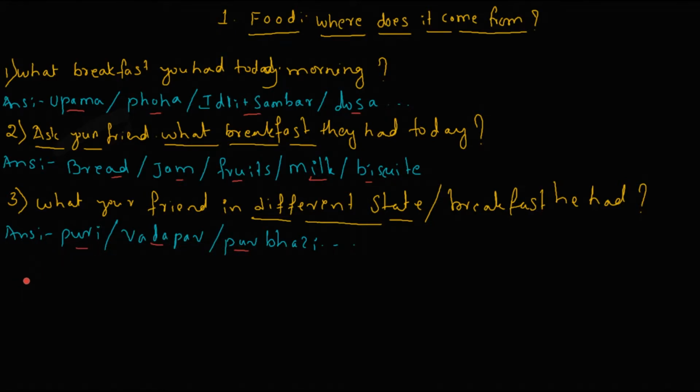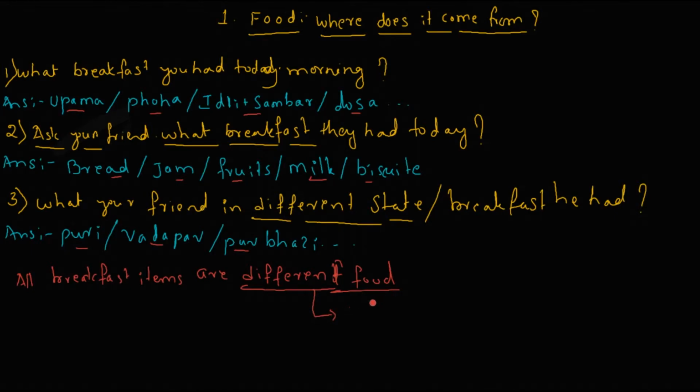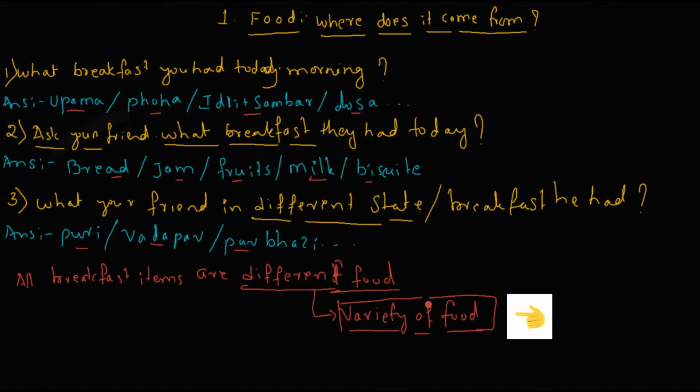So what I'm trying to tell here is, all breakfast items are different. Different food. What do you mean by different food? Different means I am using the word different here. Variety of food. This is the point I wanted to stress here. This is the variety of food, and we are going to study this.